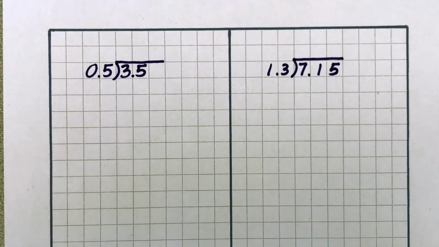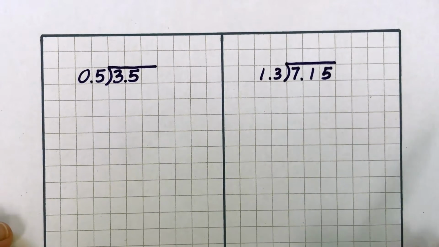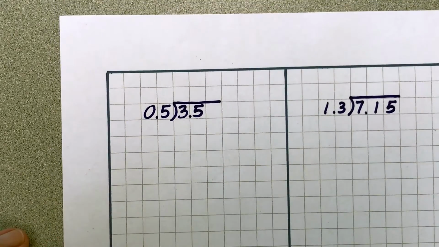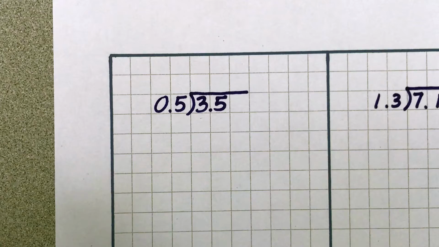Alright guys, so today I'm going to go over dividing decimals with you. You should be following along with me on your paper, so make sure that you are writing down what I write and you are solving the problems with me, okay? So we're going to start with this first problem, 3.5 divided by 0.5.